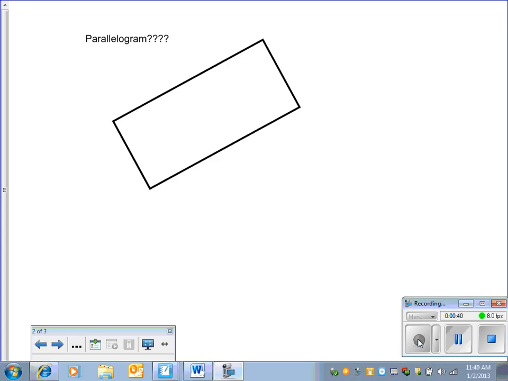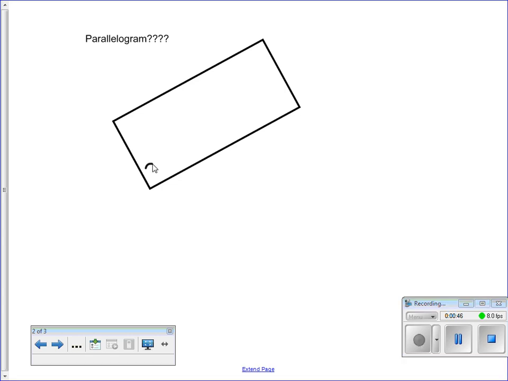Okay, folks, the question here is: is this figure a parallelogram? Well, let me add some things to this. I want to say this angle right here is 90 degrees. This is 90, 90, and 90. I'm going to say that this side here is 12 inches, and this is 5 inches, and this is 12 inches, okay? So let's think about it.